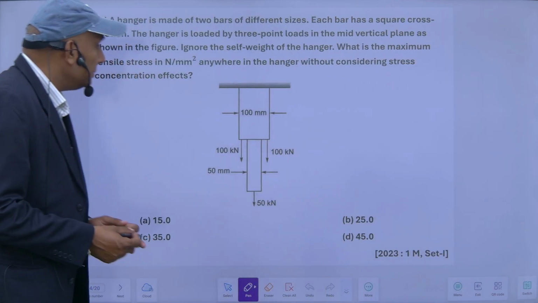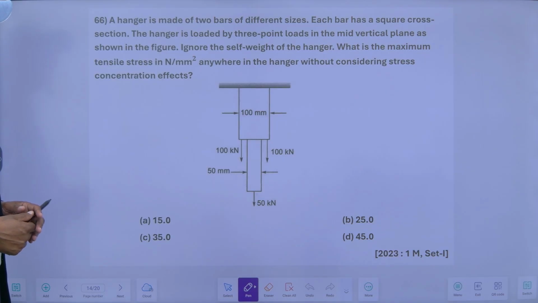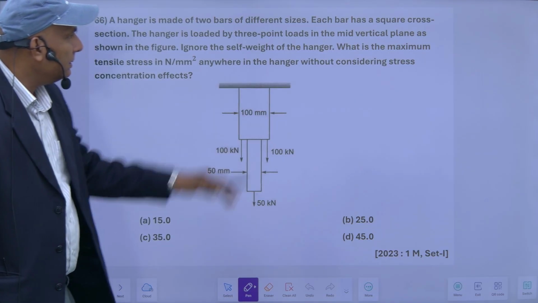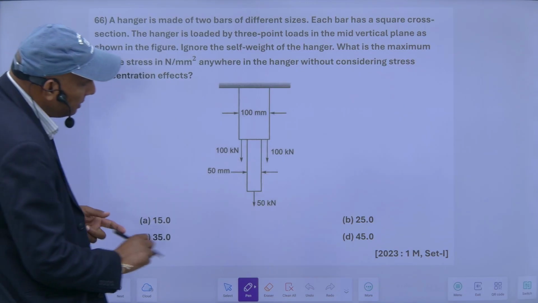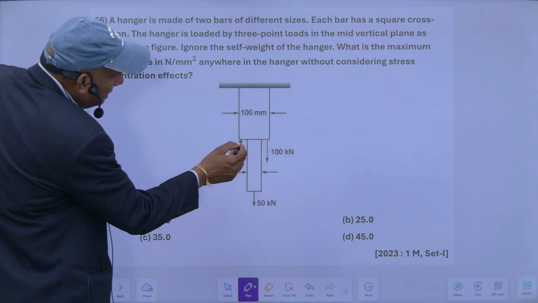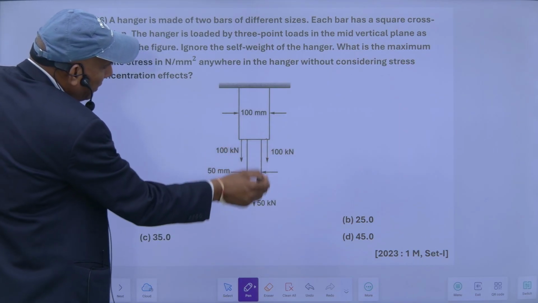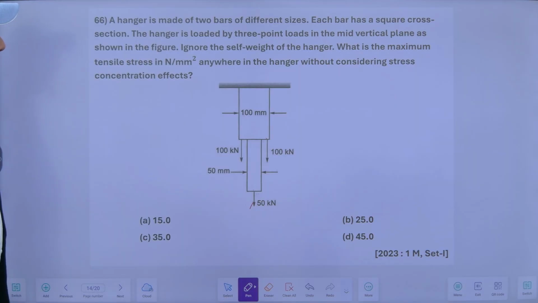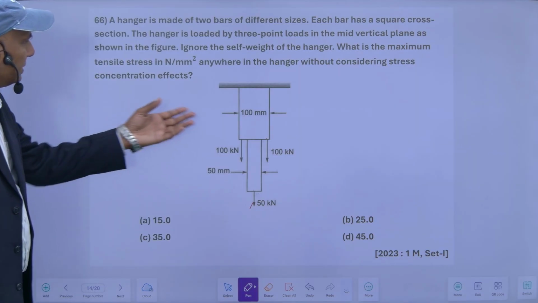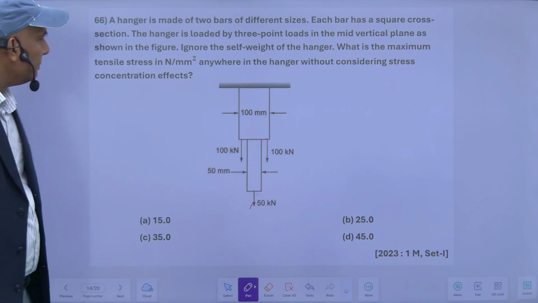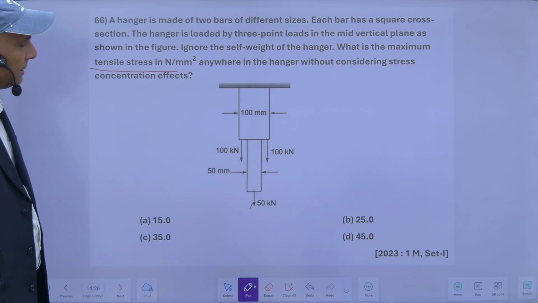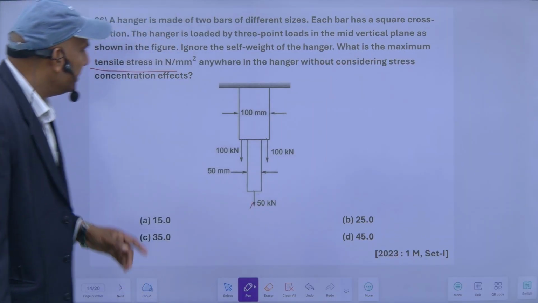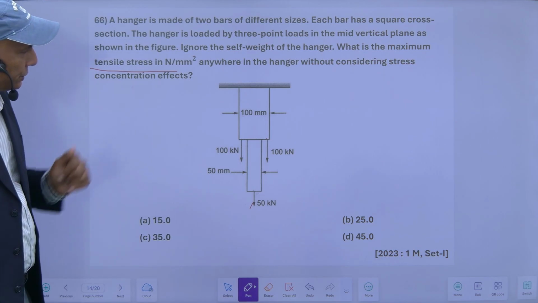So this is the next question. A hanger is made of 2 bars of different sizes. This is a hanger. There are 2 bars. Each bar has a square cross section. The hanger is loaded by 3-point loads. 3-point load means one load is acting here and one load is there. So these are the 3 points where the load is acting, in the mid vertical as shown in the figure. Ignore the self weight of the hanger. What is the maximum tensile stress in Newton per mm square anywhere in the hanger without considering stress concentration effects?